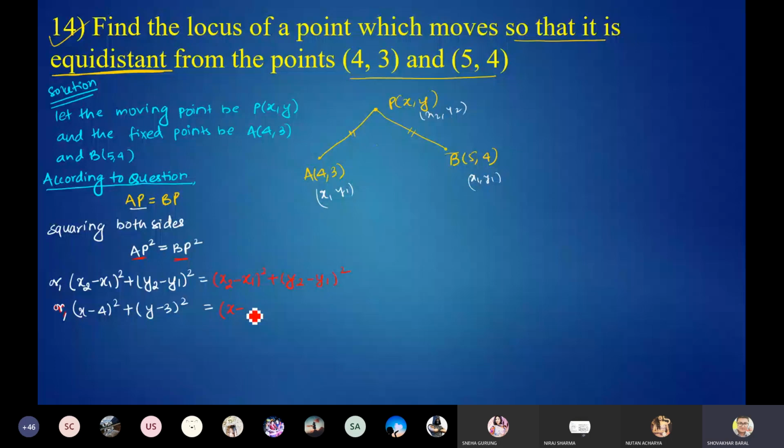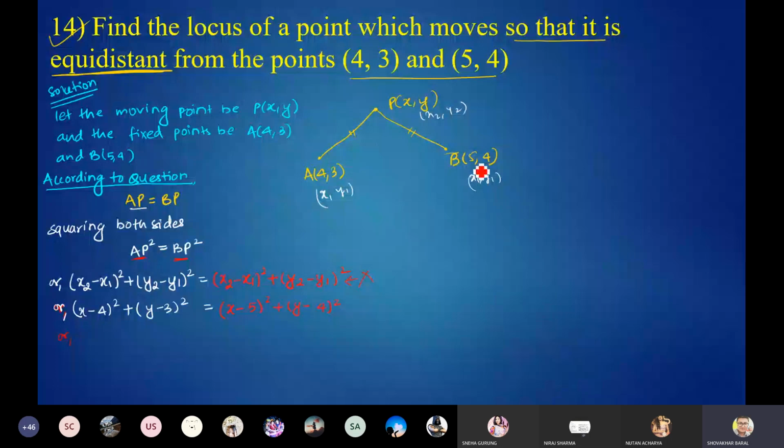Okay, so what you need to understand is we are just using the simple distance formula. If you are good enough to write all these things, then you may avoid this step also. Without writing this step, you can directly write this. So x minus 4 whole square plus y minus 3 whole square. Now here in the middle is the equals to sign. So x minus 5 whole square plus y minus 4 whole square.